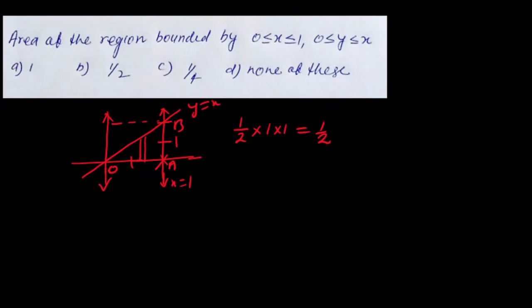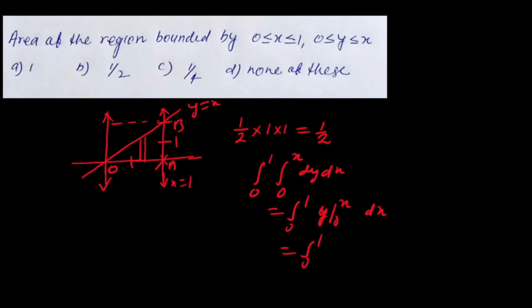In case you want to use the multiple integral, you can solve it like this. You have to take a vertical strip, so you integrate dy dx. Limit of y you have to take from 0 to x, and limit of x you have to take 0 to 1. Integration of dy is y, limit 0 to x, dx. Now you take 0 to 1 and x dx. That gives you x square by 2, whose limit is 0 to 1. So that will give you 1 by 2.